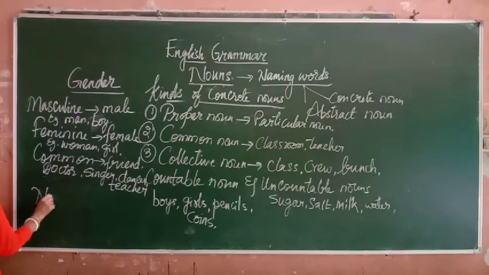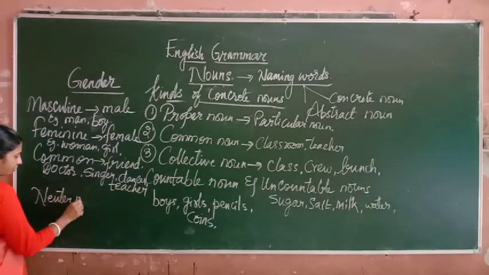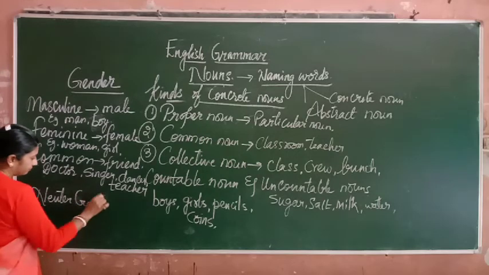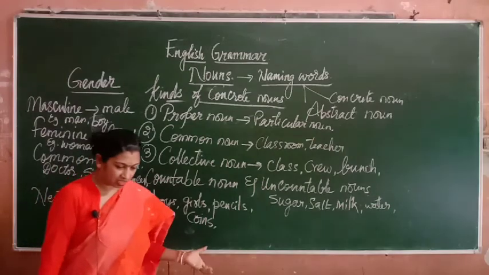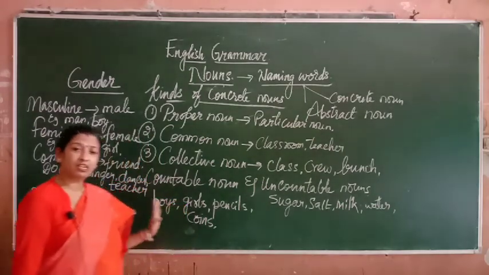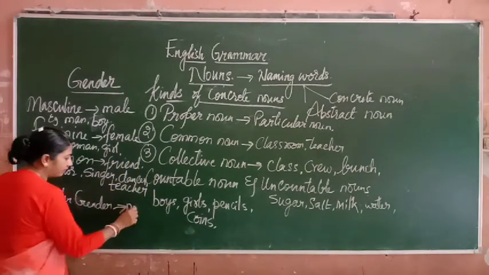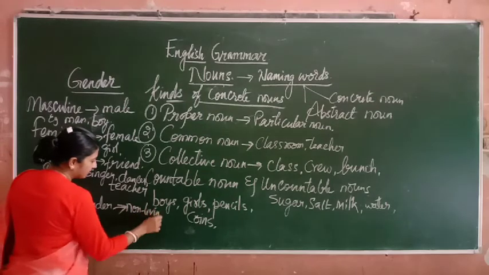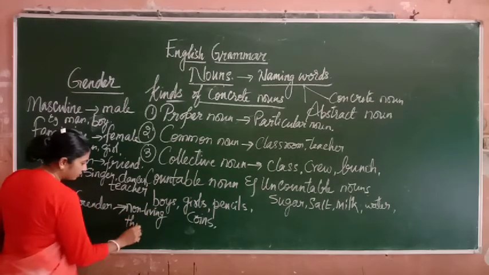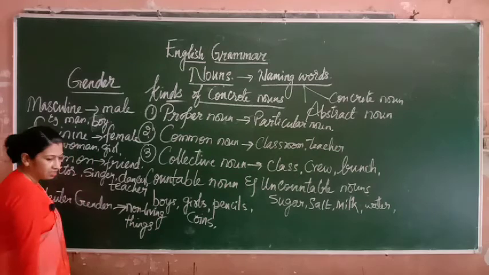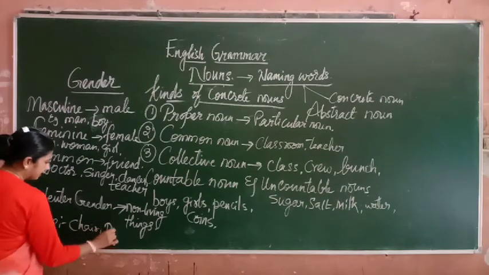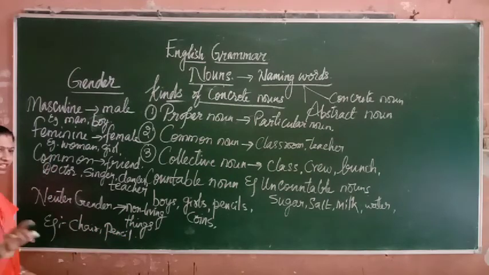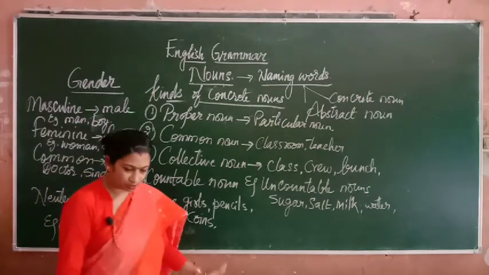Then the last form of gender is your neuter gender. Now where are we going to use this neuter gender? Neuter gender is used for non-living things, lifeless things. For non-living things we use neuter gender. Like for example, chair, pencil, and all the non-living things, they will come under neuter gender.